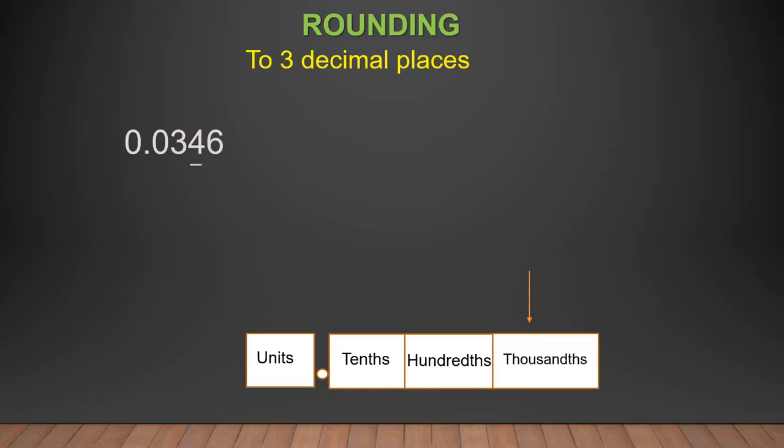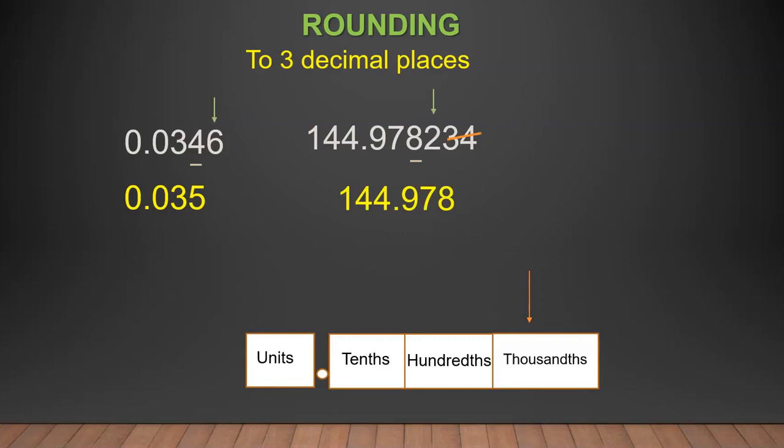Another example is 0.0346. 4 is followed by 6, which is greater than 5. So we round it up to 0.035. Next, we have 144.978234. 8 is followed by 2, so 8 stays where it is, and you have 144.978.